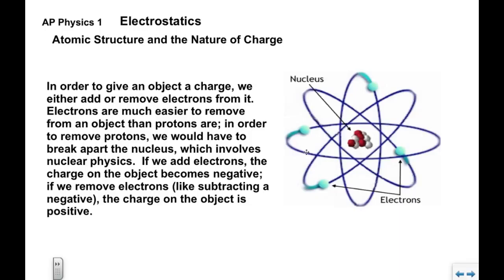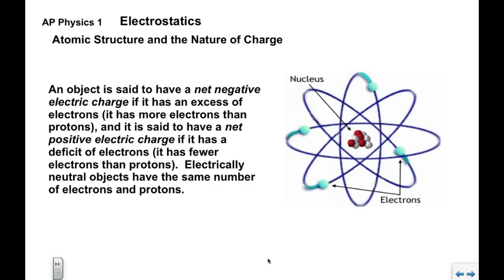If we add electrons to an object, the charge on the object becomes negative. If we remove electrons, we are subtracting a negative, and the charge on the object would then be positive. So adding electrons makes a negative charge, removing electrons makes a positive charge. An object is said to have a net negative electric charge if it has an excess of electrons. So an excess means it has more electrons than it has protons. It's said to have a net positive electric charge if it has a deficit of electrons. So it has fewer electrons than protons.